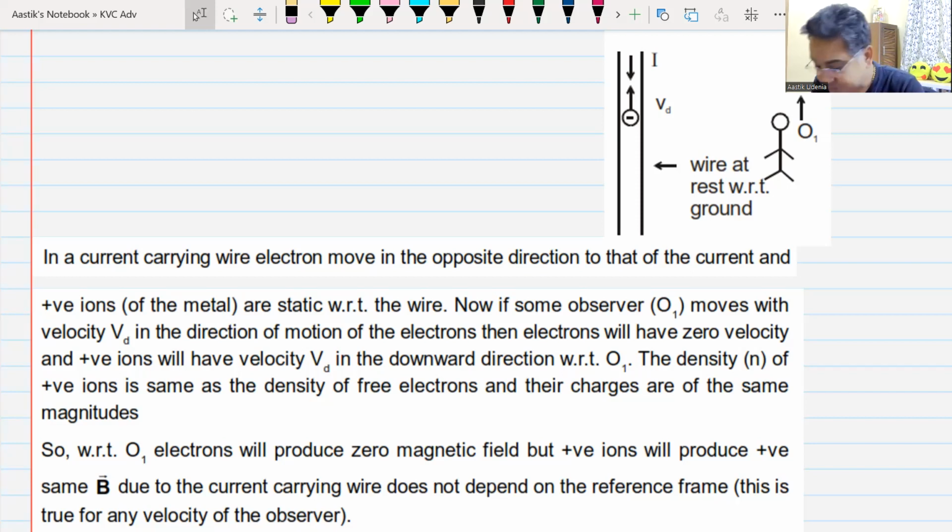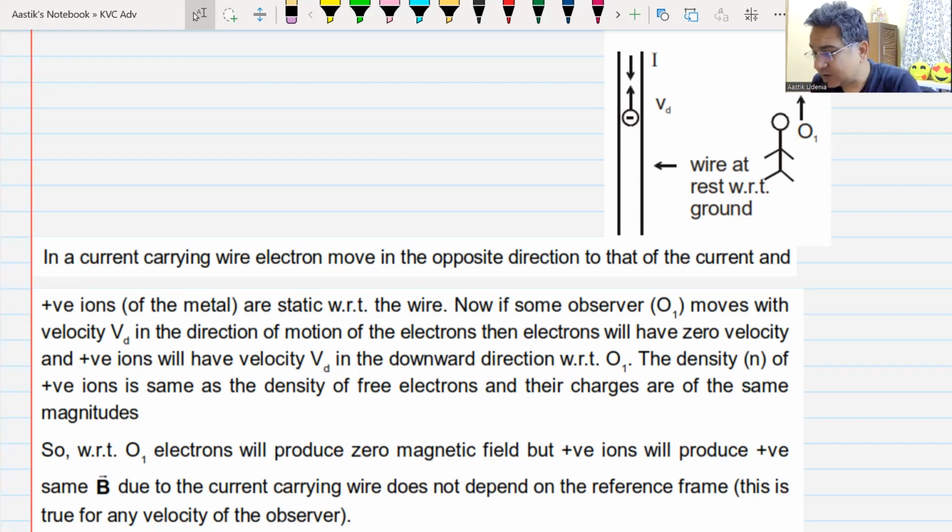Current carrying wire, and I have an observer. And just to complicate things, let us assume that he is moving with a drift velocity Vd. Drift velocity Vd is the velocity with which the electrons in the conductor are moving. So now if he is moving with the same velocity Vd in the same direction as the electrons, which is opposite to the direction of current, what will he see? Will he see a magnetic field or not?